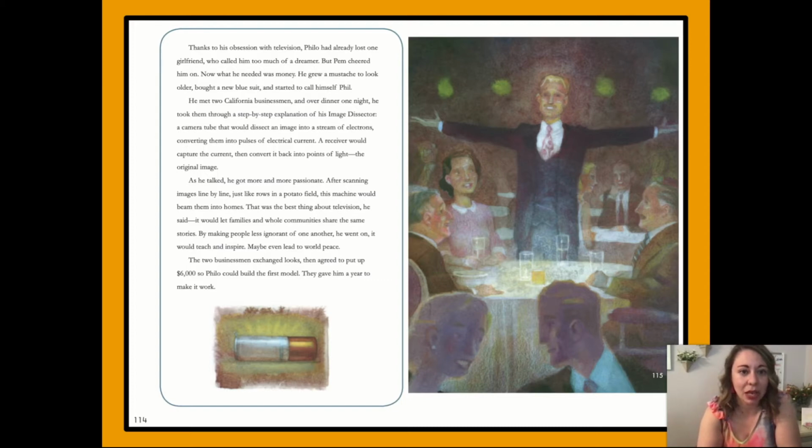He took them through a step-by-step explanation of his image dissector, a camera tube that would dissect an image into a stream of electrons, converting them into pulses of electrical current. A receiver would capture the current, then convert it back into points of light, the original image. As he talked, he got more and more passionate. After scanning images line by line, just like rows in a potato field, the machine would beam them into homes.